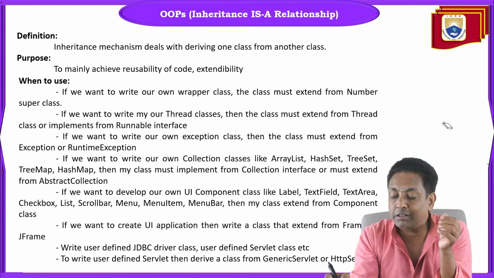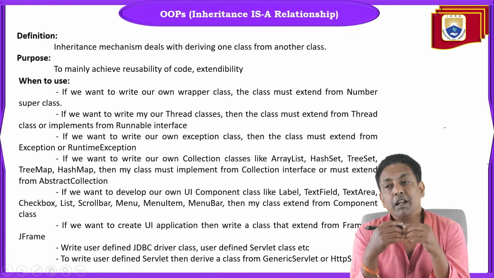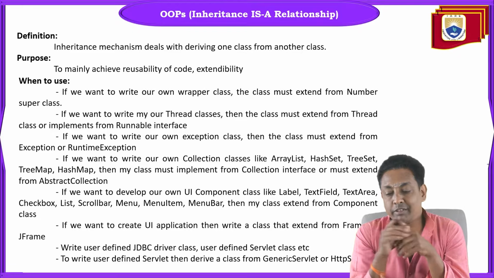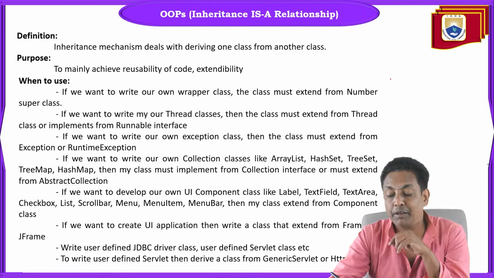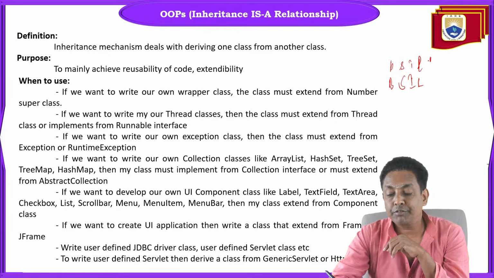So from the java.lang package, I'm giving some examples here. Suppose in Java I want to write my own wrapper class. See, in Java, for every primitive data type, one wrapper class exists in the Java API. For byte, capital B, Byte class. For short, Short class. For int, Integer class. For long, Long class. For float, Float class. For double, Double class. For character, Character class. For boolean, Boolean class.